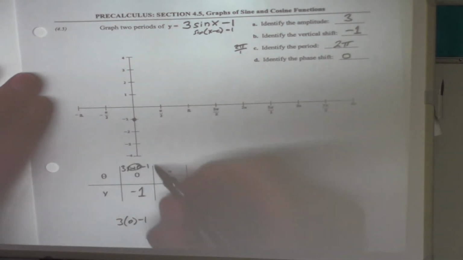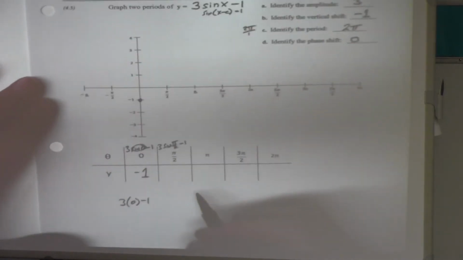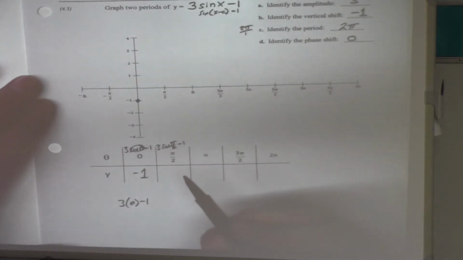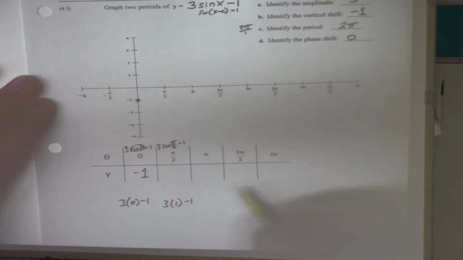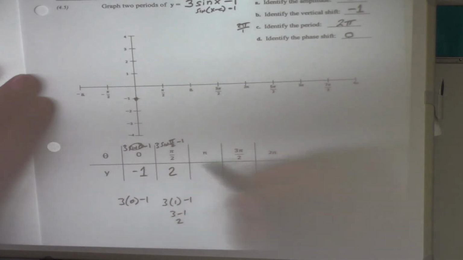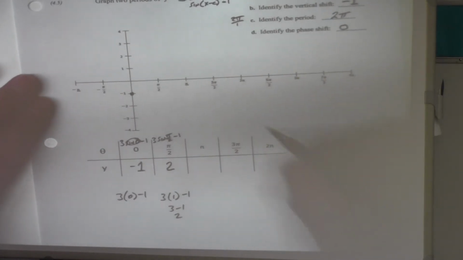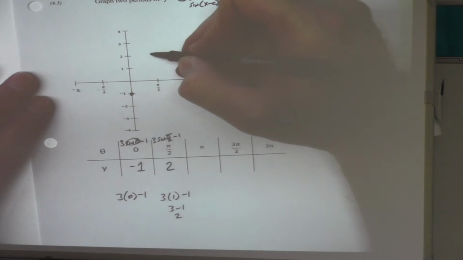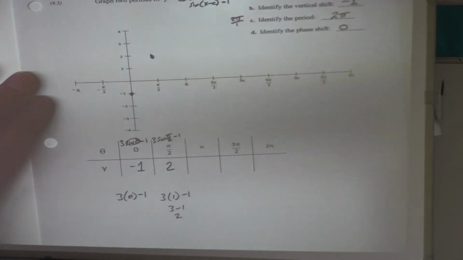Next, pi over 2. I think I'll start it up here and then work it down here. 3 sine pi over 2 minus 1. Well, the sine at pi over 2 is a positive 1. So that's 3 times 1 minus 1. That's 3 take away 1. That's 2. Interesting. Okay, so at pi over 2, we need to put a dot up here at positive 2.